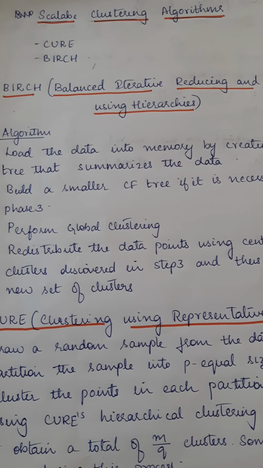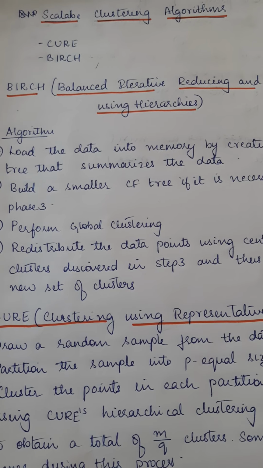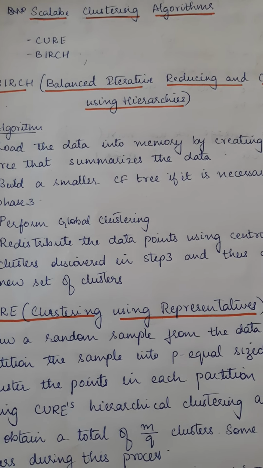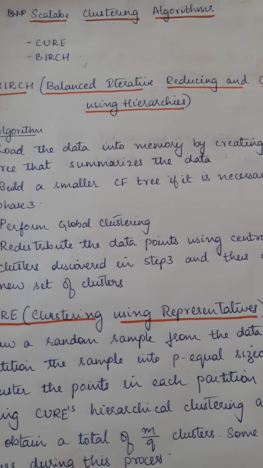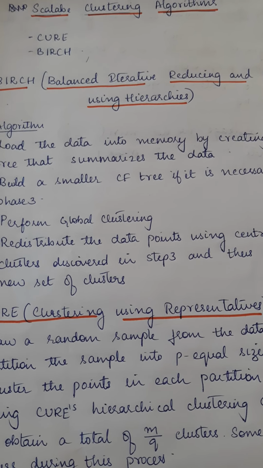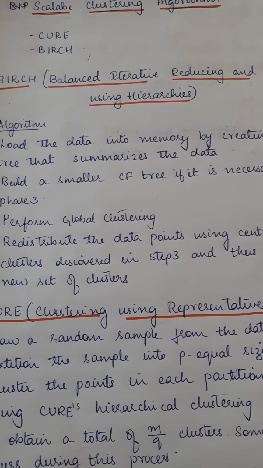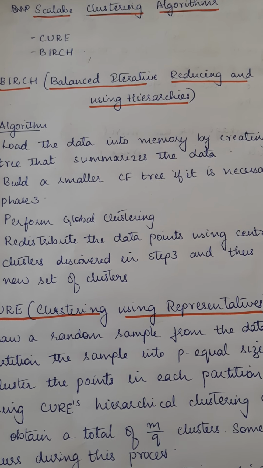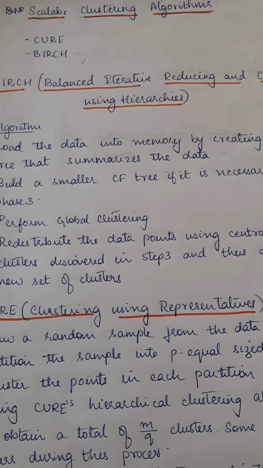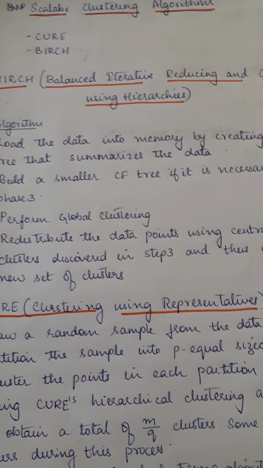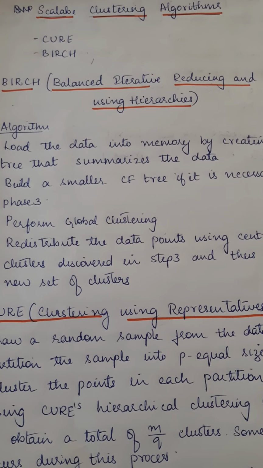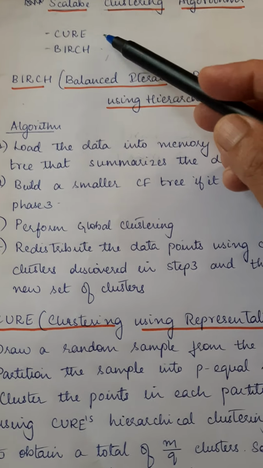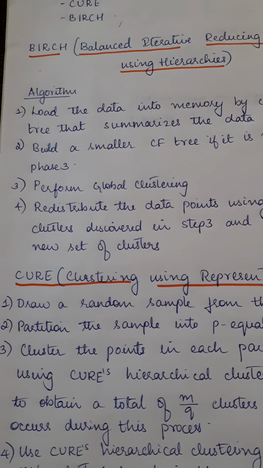So in scalable clustering, we give more emphasis to the scalability of the data sets. So how do you generally scale the data sets? What are the strategies for scalability? It can include reducing the proximity calculations, sampling the data, partitioning the data, or clustering some representation of the data. So two main scalable clustering algorithms are CURE and BIRCH. These are the two scalable clustering algorithms.